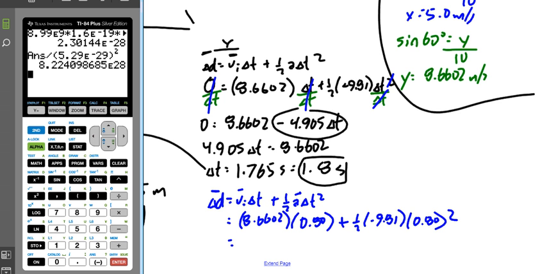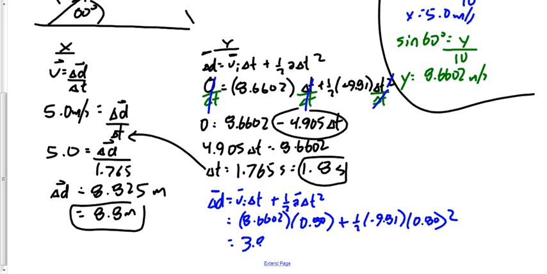Let's use our calculator for this one. Let's say 8.6602 times 0.8. Let's press enter. Let's add that to 0.5 times negative 9.81 times 0.8 squared. Gives me a value of 3.8. 3.8 meters, is that good? How many people got that? Good.